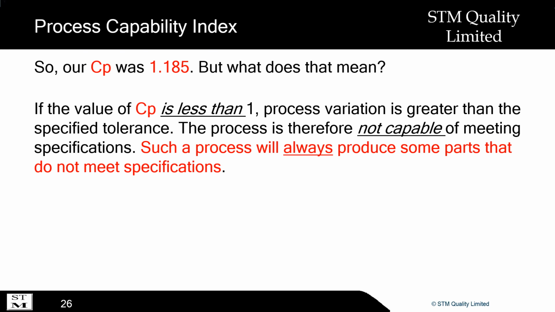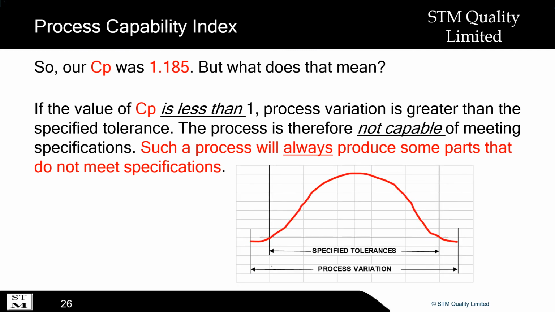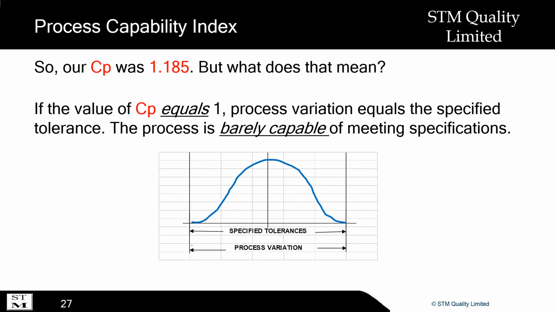If the value of CP is less than 1, the process variation is greater than the specified tolerance. The process is therefore not capable of meeting specifications. Such a process will always produce some parts that do not meet specifications. If the value of CP equals 1, process variation equals the specified tolerance. The process is barely capable of meeting specifications.